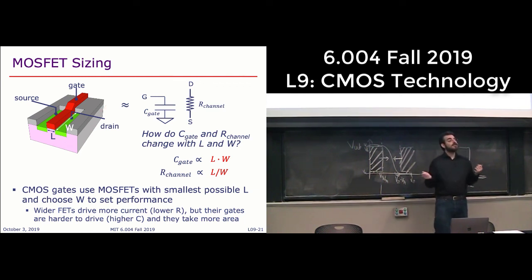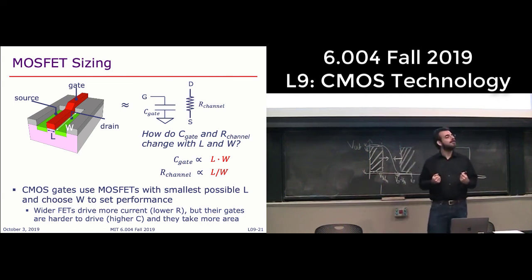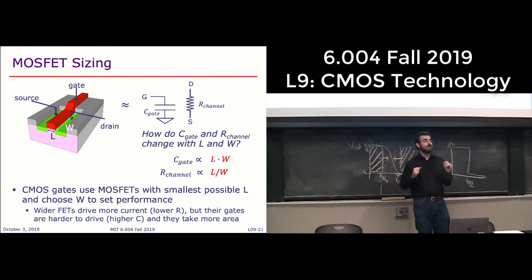If you make it larger, your transistor is first going to take more area, but it's also going to be better at driving outputs. If you connect something to a very wide transistor, it's going to drive it much faster. On the other hand, its capacitance is also going to be larger, so it itself is going to be harder to drive.